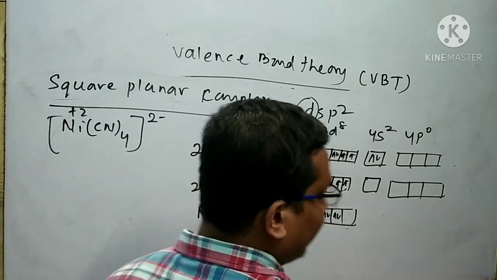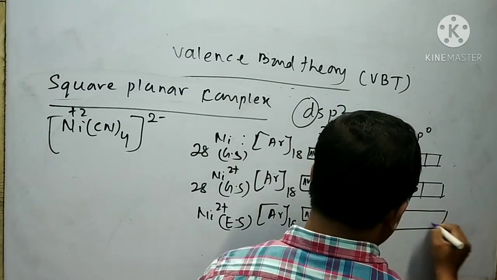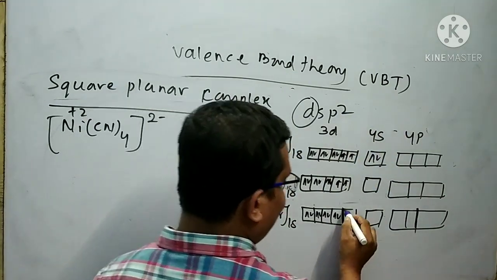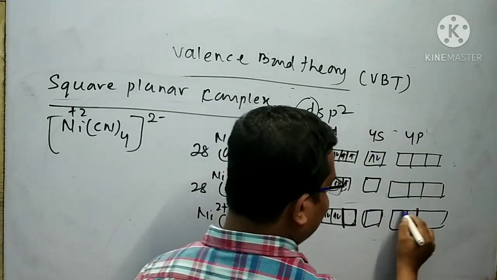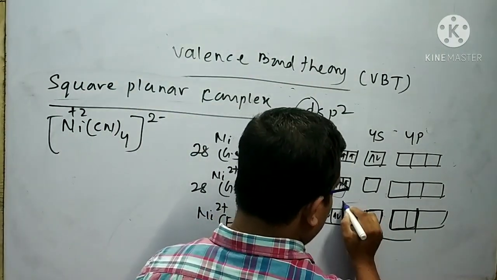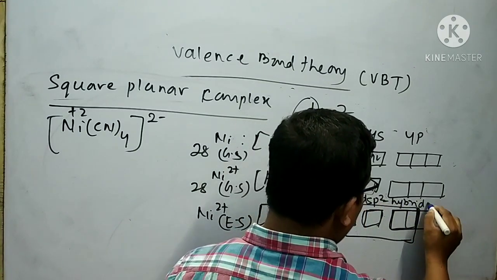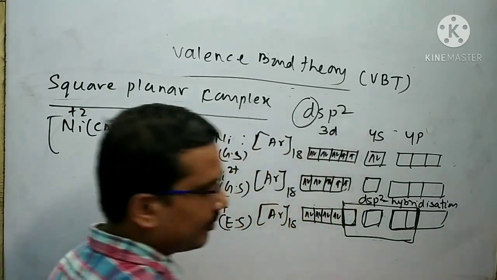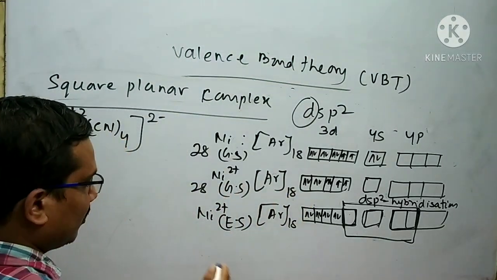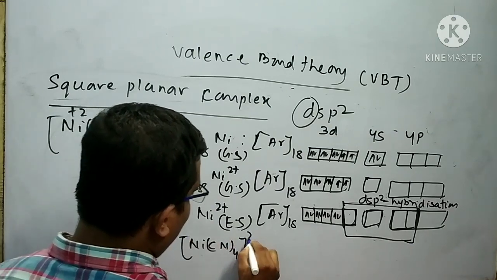Now one d orbital is empty. This is your empty 4s orbital. This is your empty 4p orbital. Now I can take this orbital, this orbital, and these two orbitals for dsp2 hybridization. Here I can write dsp2 hybridization. After dsp2 hybridization, 4 dsp2 hybrid orbitals are formed. So I can form the complex like this.